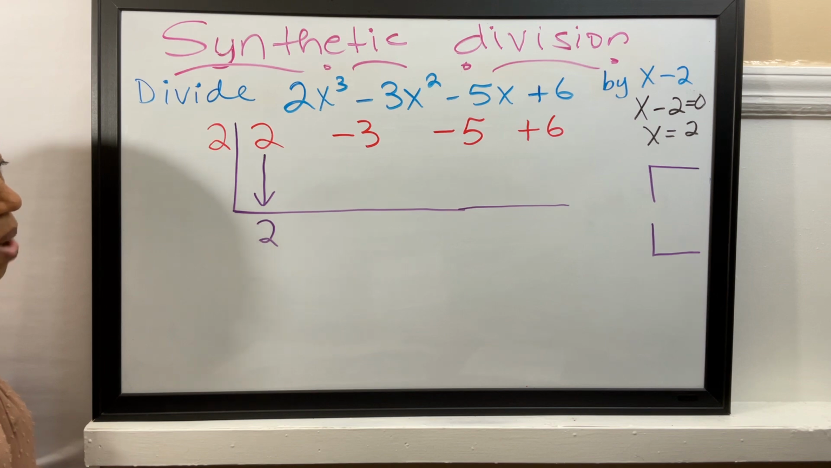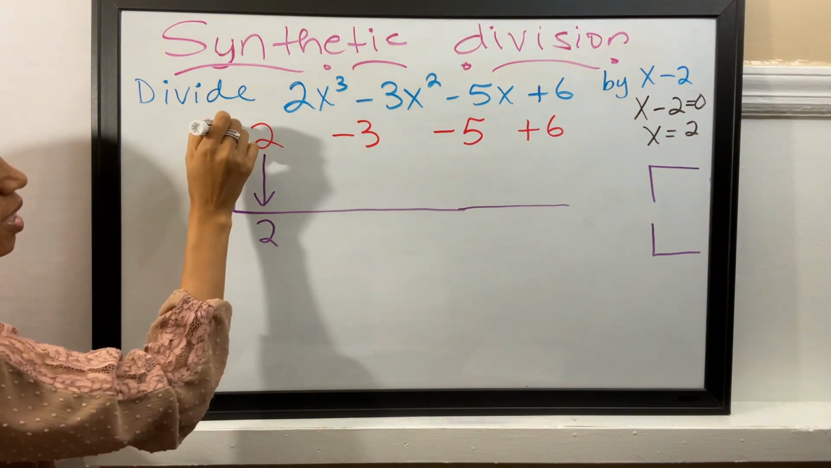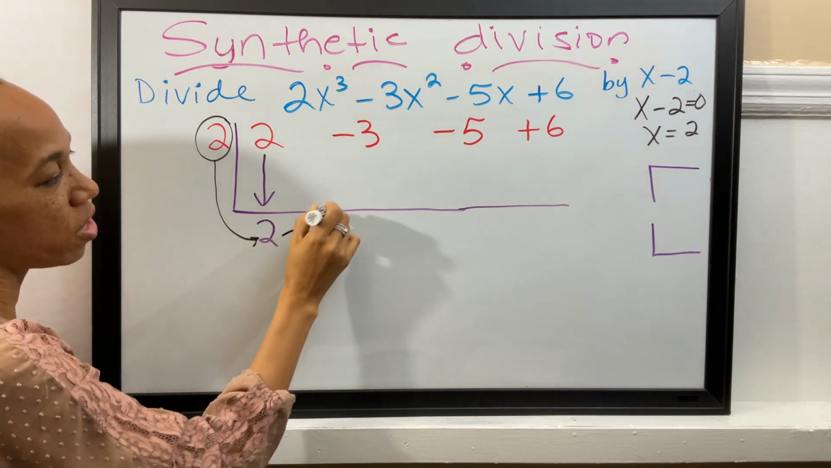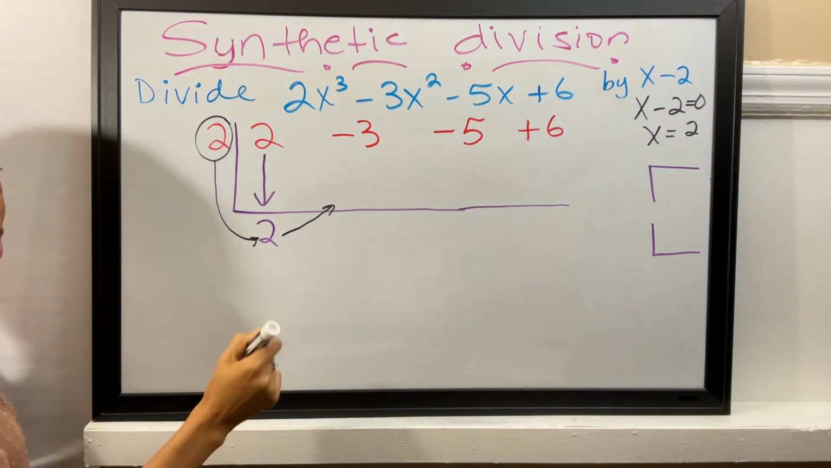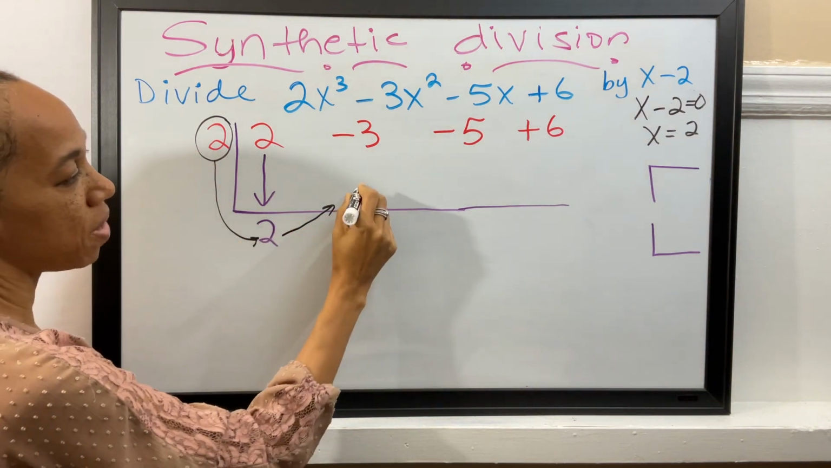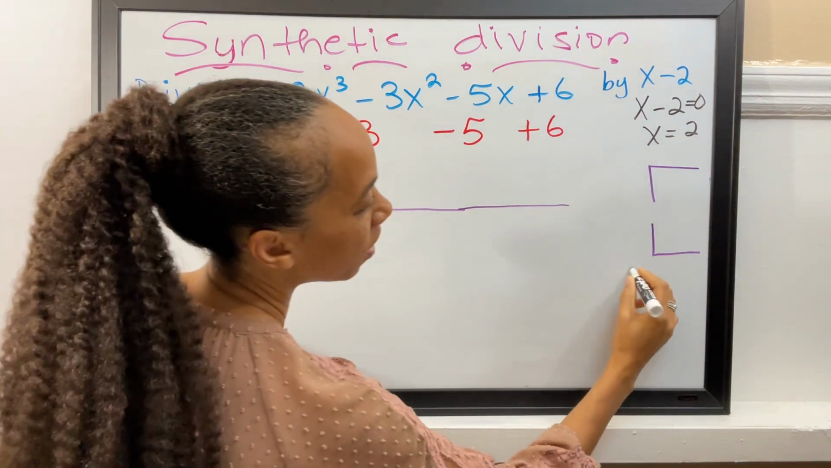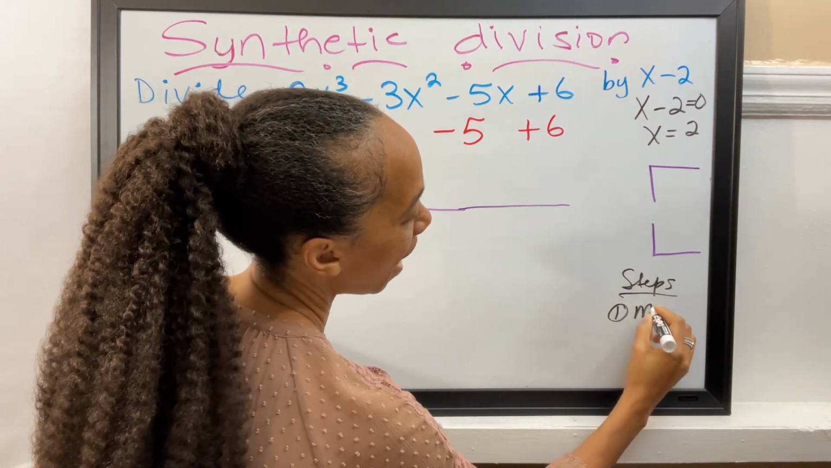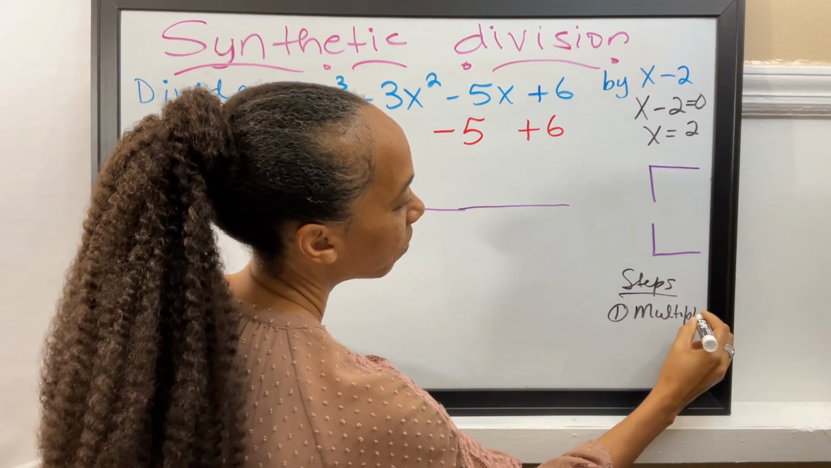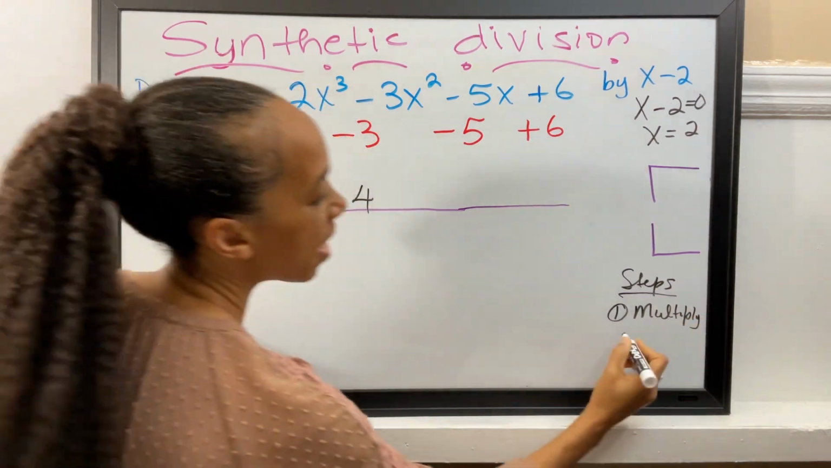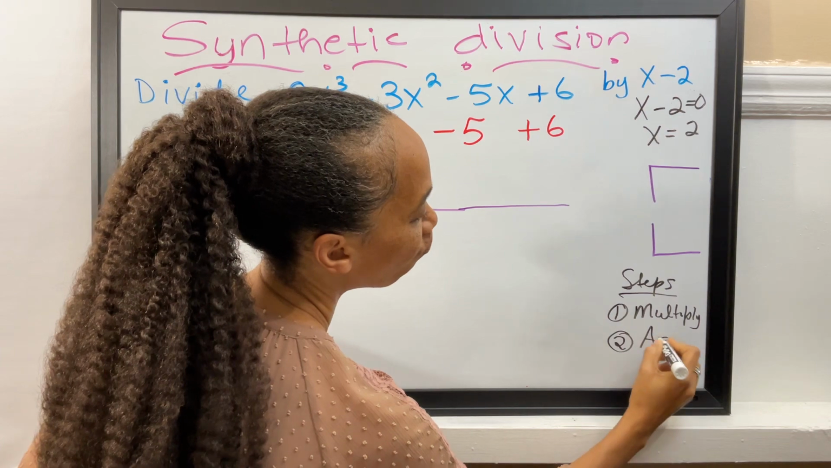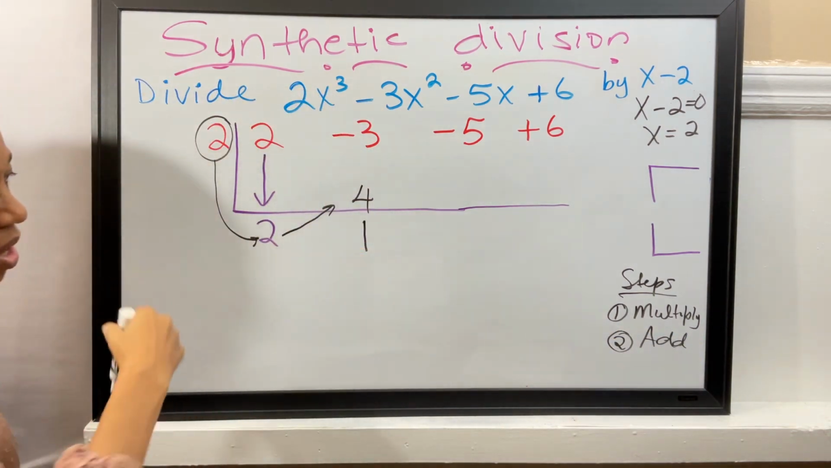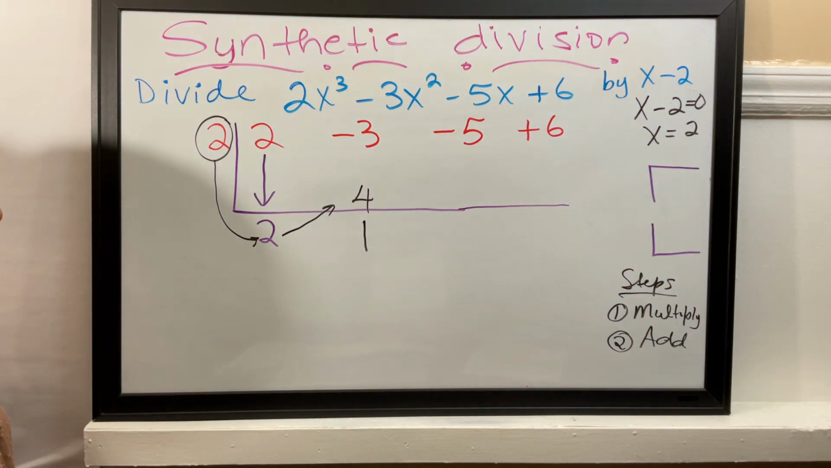Then you are going to multiply this 2 by this 2. Whatever you get, you're going to place it over here underneath the next term. So 2 times 2 is going to be 4. So I'm going to put here steps, and the first one is to multiply. The next step is to add. So I'm writing the steps here for you. So this is now going to give you 1. You have that 1 there.